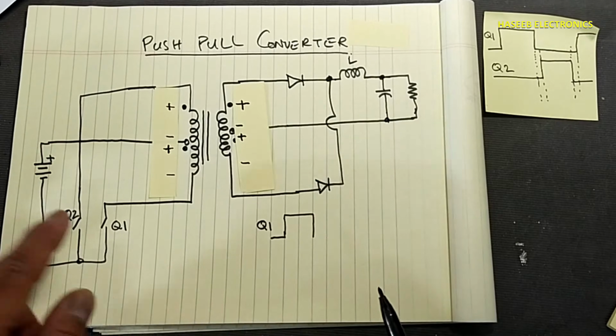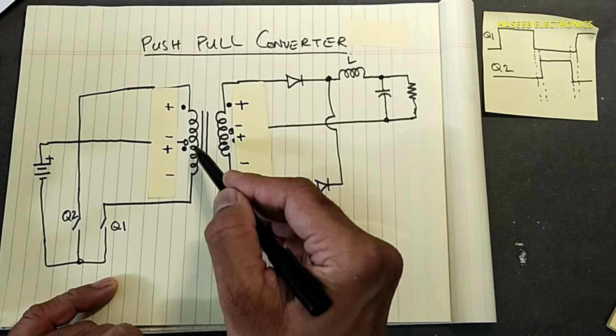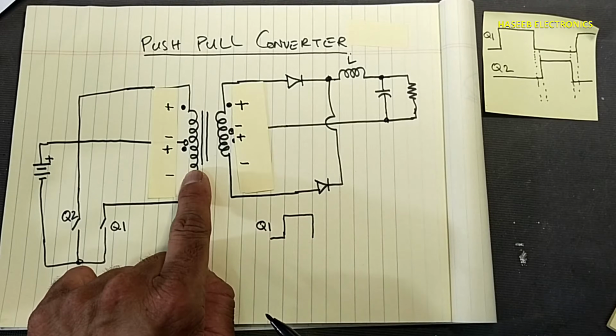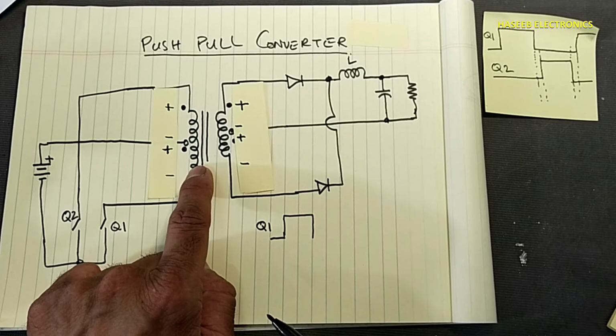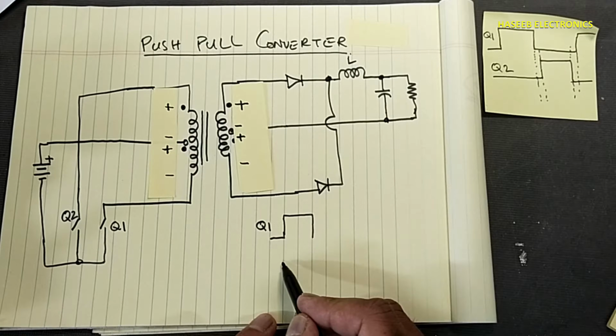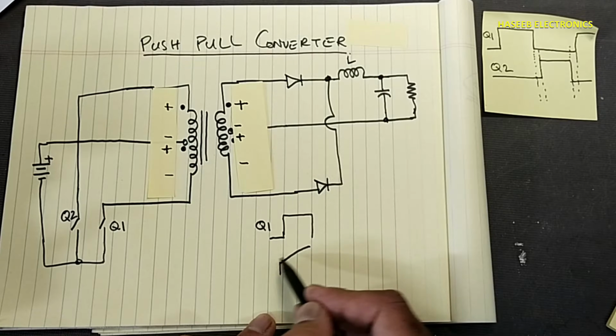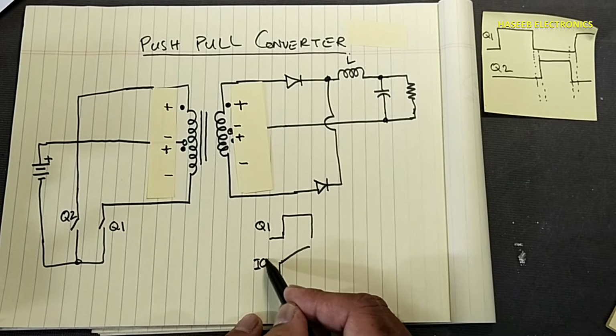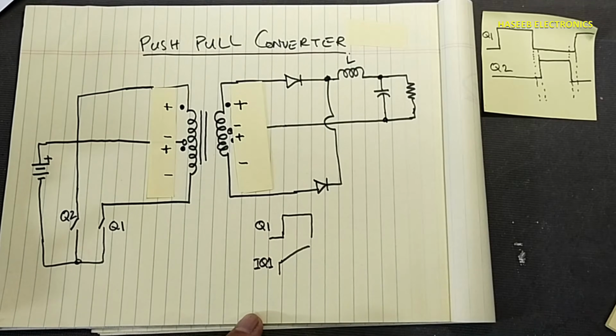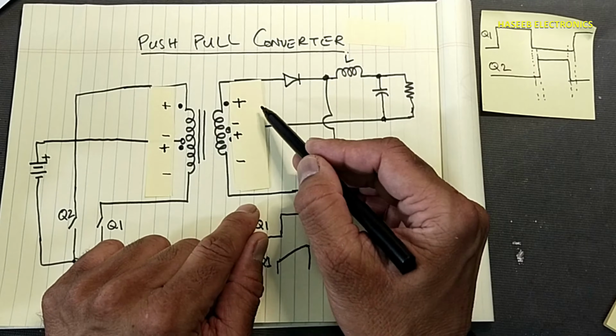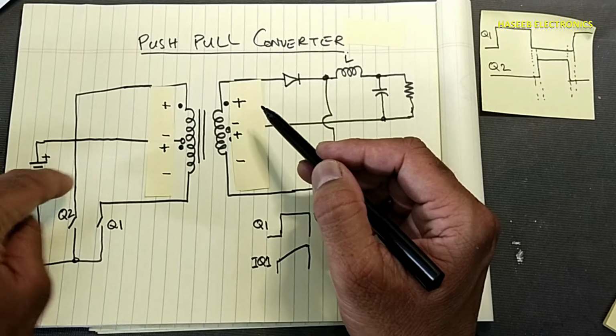What will happen now? The current will increase linearly. Why? Because we have inductive reactance here. So current IQ1 will increase linearly. Now let's see the secondary side portion, and then we will come to this portion.